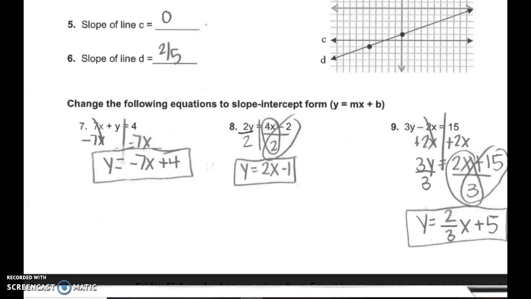In number 9, remember our step is to find our y, which is right here. We add our x term to both sides. Remember, 2x and 15 can't be combined. And then our last step is to divide by the coefficient of y. So we're dividing everything by 3. Please note right here where you have 2x divided by 3. Remember, when you can't divide evenly, you write your answer as a fraction. So it's y equals 2/3 x plus 5.